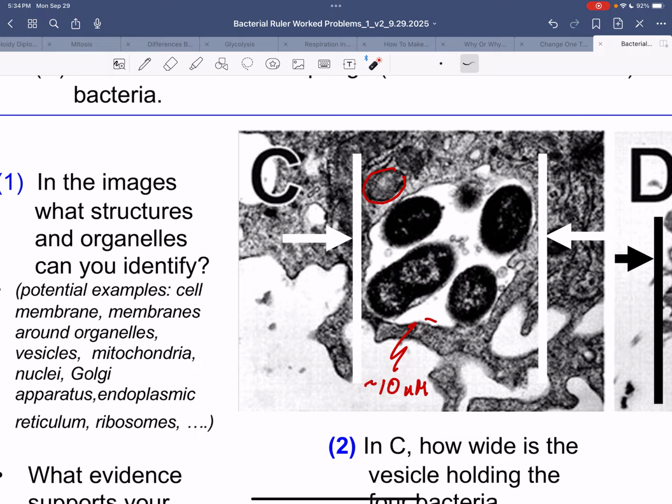In this image, about the only things I can tell are the mitochondria. This is a vesicle. This is the cell membrane, and this is the membrane surrounding the vesicle that has the bacteria in it. These might be endoplasmic reticulum. I'm guessing that they probably are. I can't see anything that I clearly see as ribosomes, partly because at this scale, the image is a little bit fuzzy.